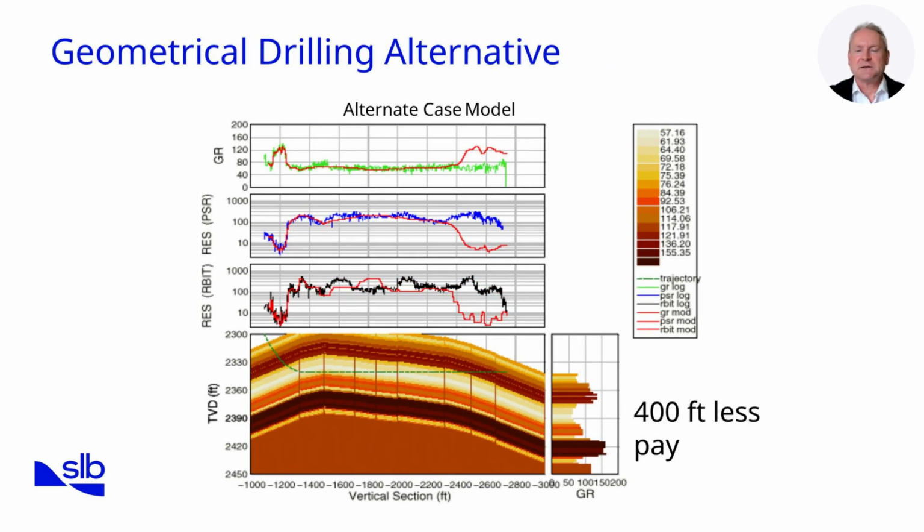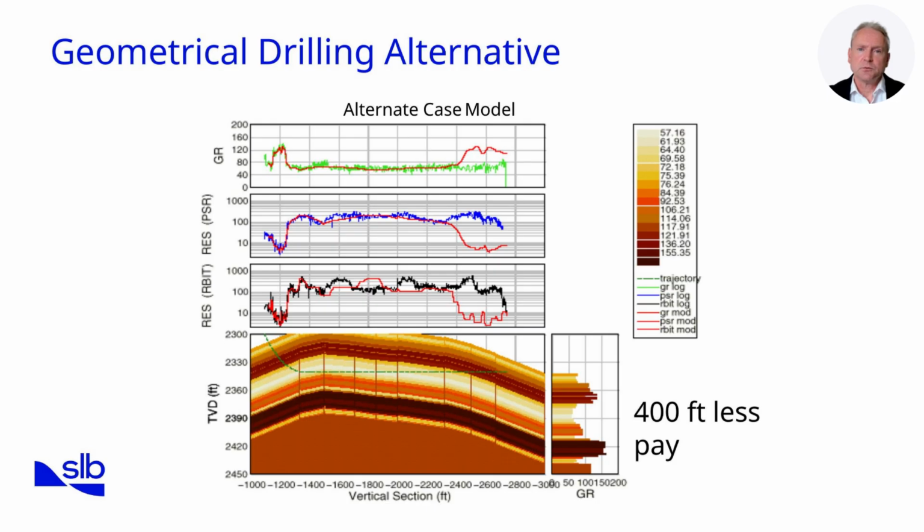This slide presents an alternate case model using purely geometrical drilling without geosteering adjustments. The key takeaway is that this approach results in significantly less pay zone being contacted. In this example, approximately 400 feet less reservoir exposure.